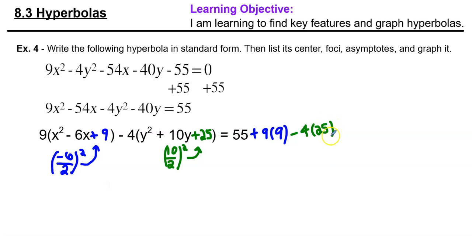So we're actually subtracting 4 multiplied by the 25 that's inside the parentheses. And once we do that, then we're going to get the next step in all of this, which is 9 times x minus 3 squared, because that's what you'll get if you factor x squared minus 6x plus 9. You'll get negative or minus 4 times y plus 5 squared, which is what you'll get from factoring this y squared plus 10y plus 25. And if you add together 55 plus 81 and subtract 100, you're going to end up with 36.